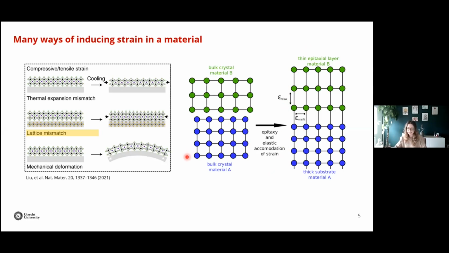It's important here, and I really want to mention this, that usually we do not have only one type of strain in any material, because strain can originate from many sources, and usually you always have a combination of lattice mismatch, thermal expansion mismatch, and even mechanical deformation.